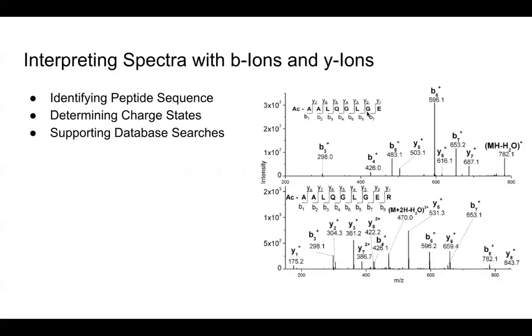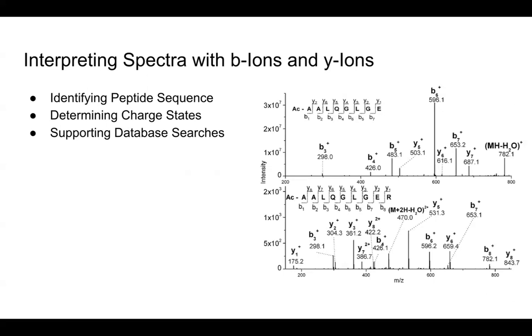So how do we interpret what they mean? When you're interpreting mass spectra for peptide sequencing, the presence of both B ions and Y ions are important. First, when you're trying to identify peptide sequence, the pattern of B ions and Y ions helps reconstruct the original sequence of the peptide. When you identify the mass-to-charge values of the B ions and the Y ions in the spectrum, researchers can deduce the order of amino acids in the peptide.